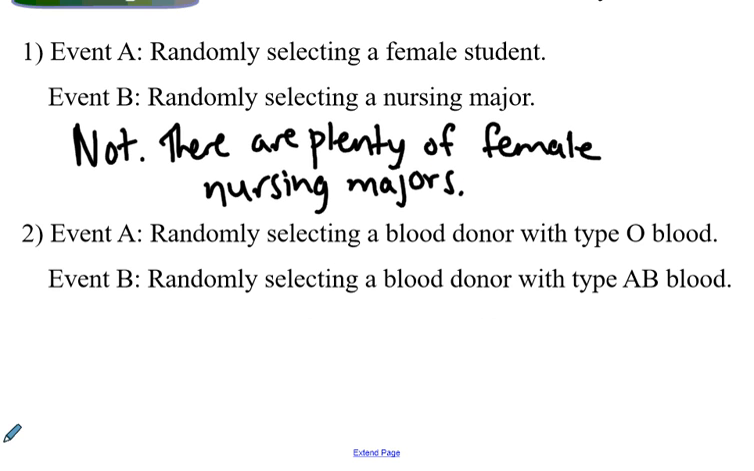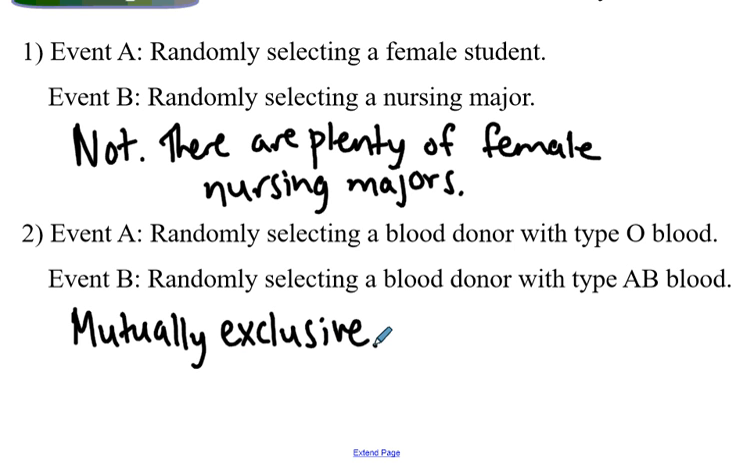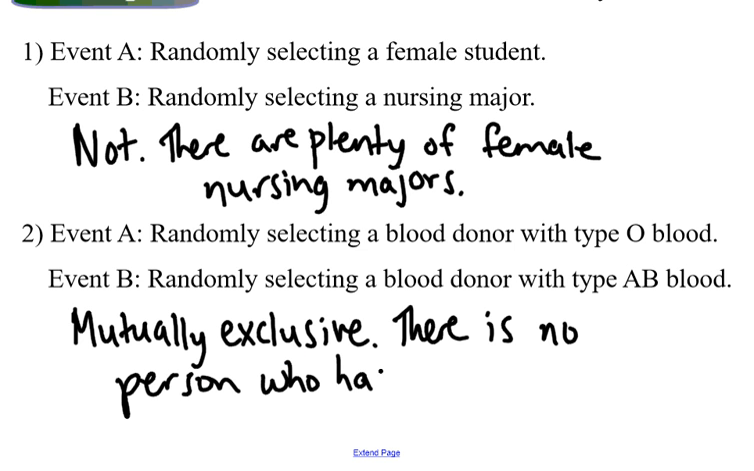Second situation, event A would be randomly selecting a blood donor with type O blood. Event B would be randomly selecting a blood donor with type AB blood. And these events are mutually exclusive because you can only have one type of blood. If you select a single person, they are not going to have O blood and AB blood. There is no person who has O and AB blood.